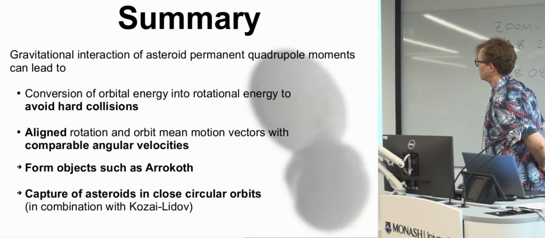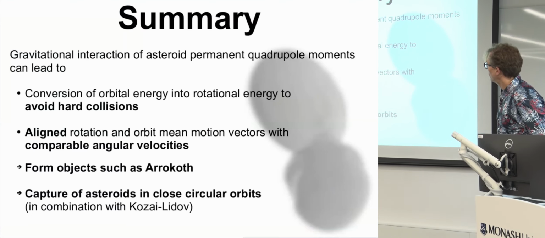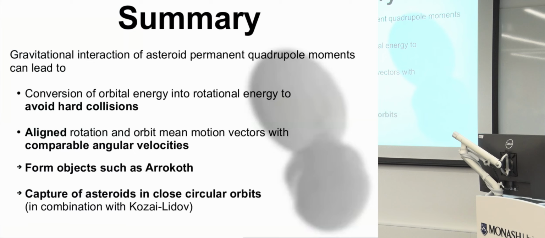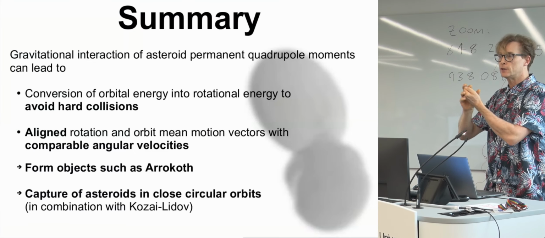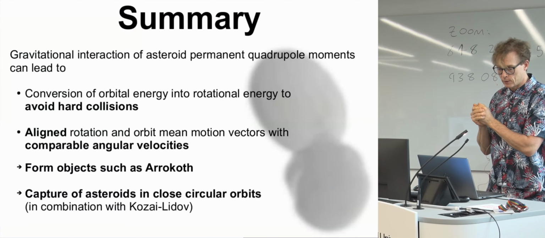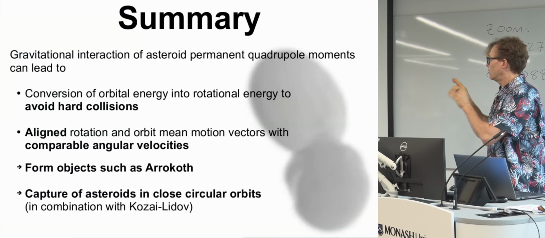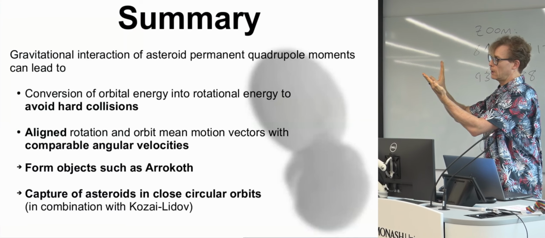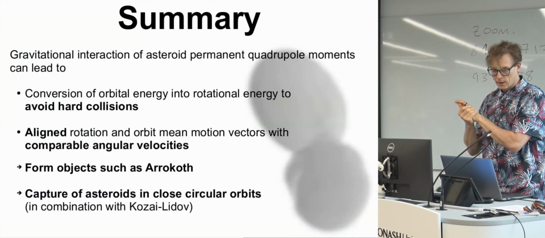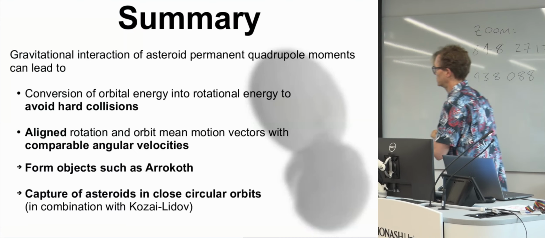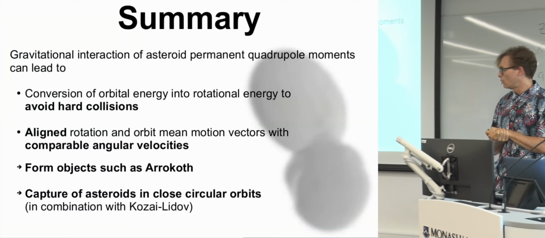So in summary, the gravitational interaction of permanent quadrupole moments can lead to interactions that avoid these hard collisions that would usually sputter asteroids when they come together. Instead, you can get aligned rotation with rates that are comparable with the mean angular velocities of the orbit. And therefore, you can make objects such as Arrokoth, or capture asteroids into very close circular orbits.